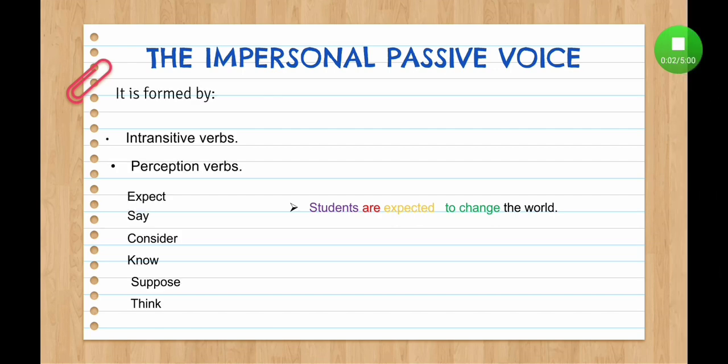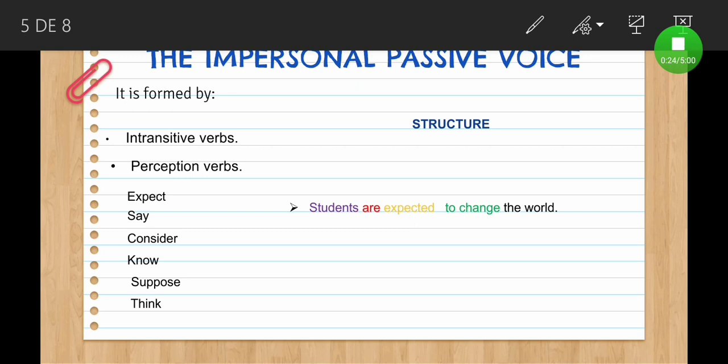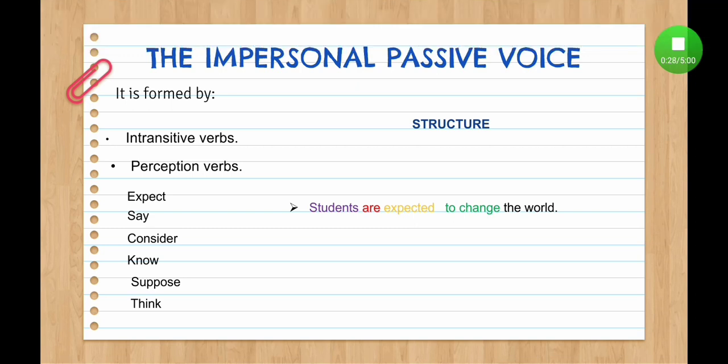The first aspect is that the impersonal passive voice is formed by intransitive verbs. These verbs are the ones that don't need a complement, and also we use perception verbs. For example, expect, say, consider, know, suppose, and think. So, we need to see how this structure works.